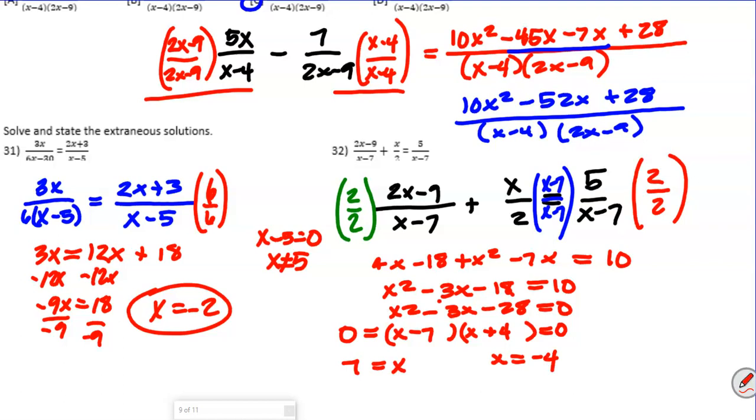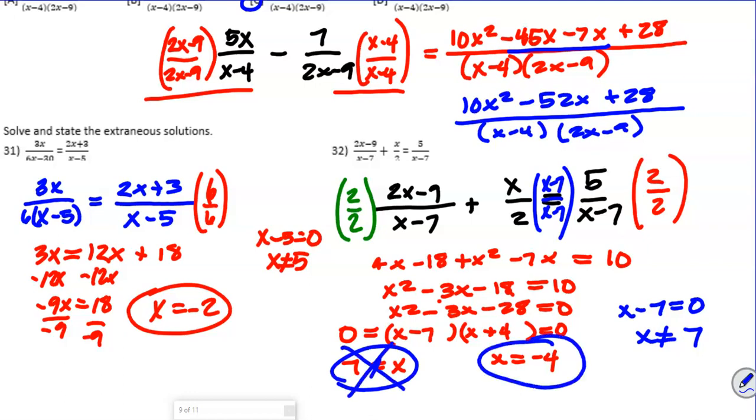And again, we need to look at our excluded values. So we're going to set our factor, which is x minus 7, equal to 0. So x cannot equal 7. So this is an extraneous solution, right? So that doesn't really count. This one does, okay? So the extraneous solution was the 7. The actual solution is the negative 4.